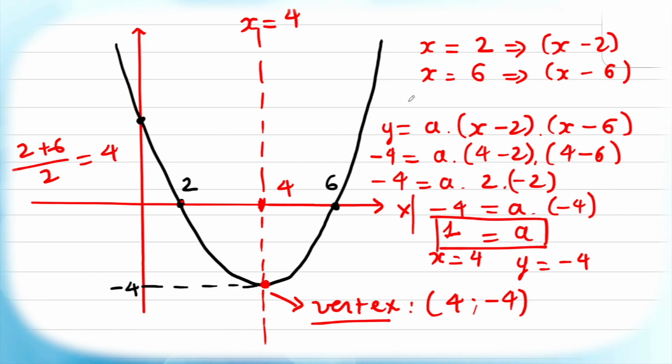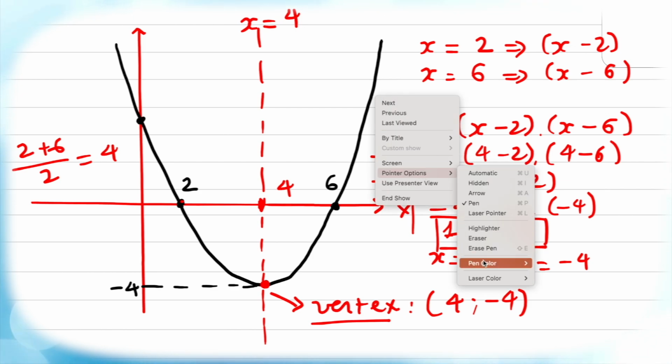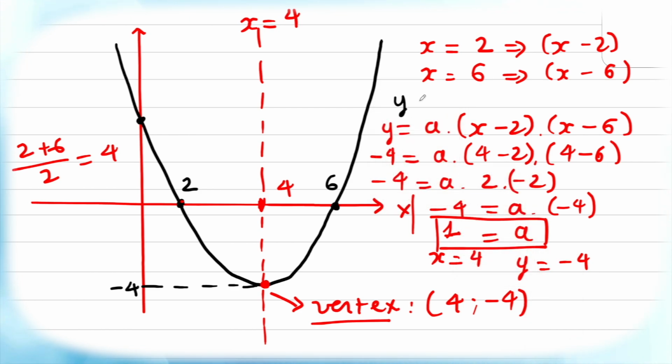Yeah. So the final answer for this question will be y equal to 1 outside, x minus 2 in the first bracket, and x minus 6 in the second bracket.